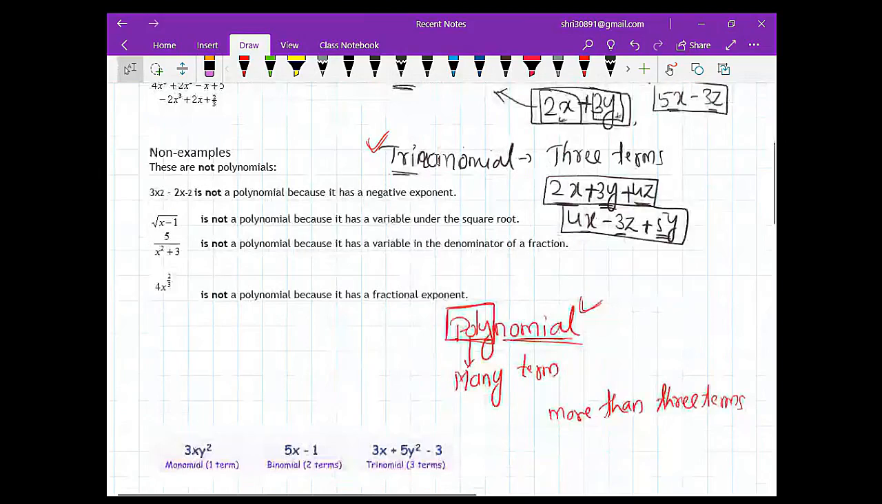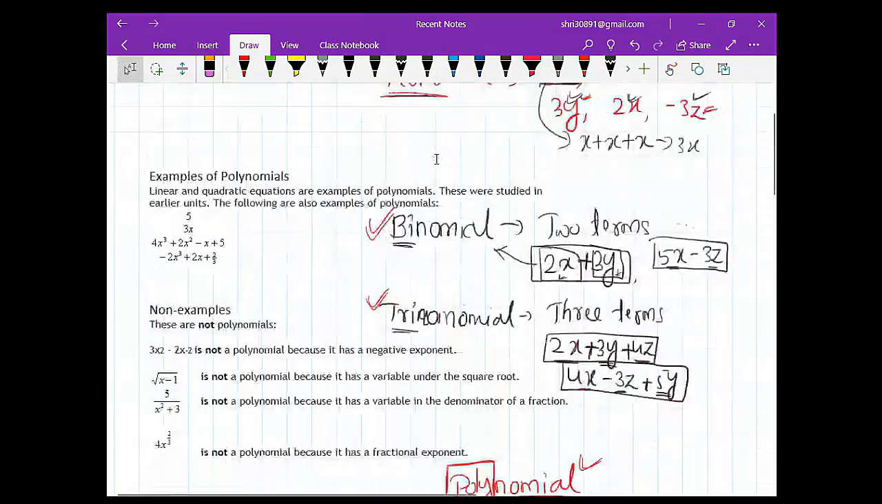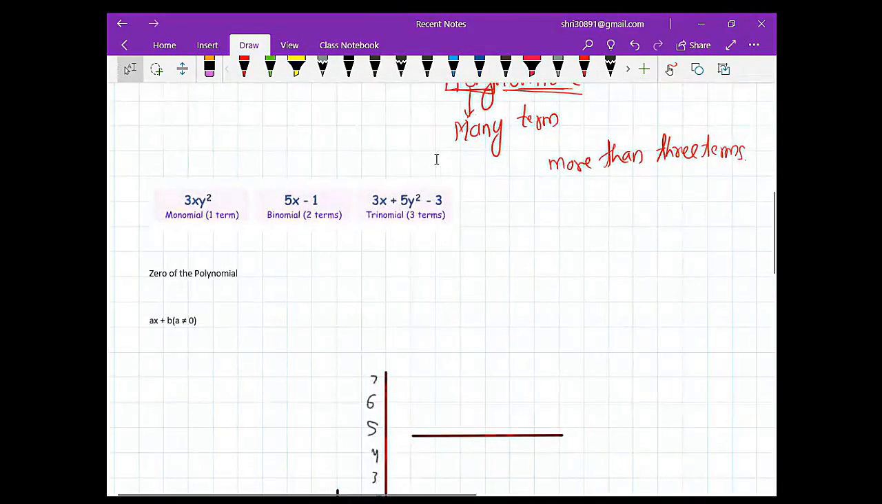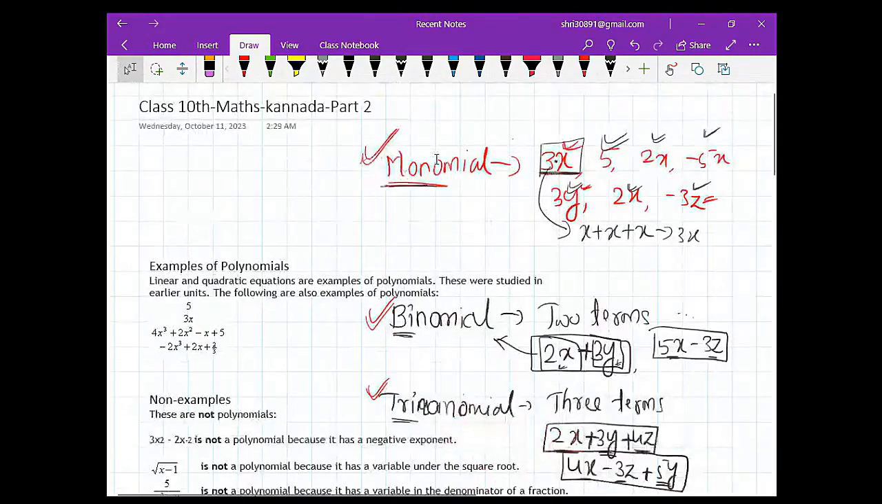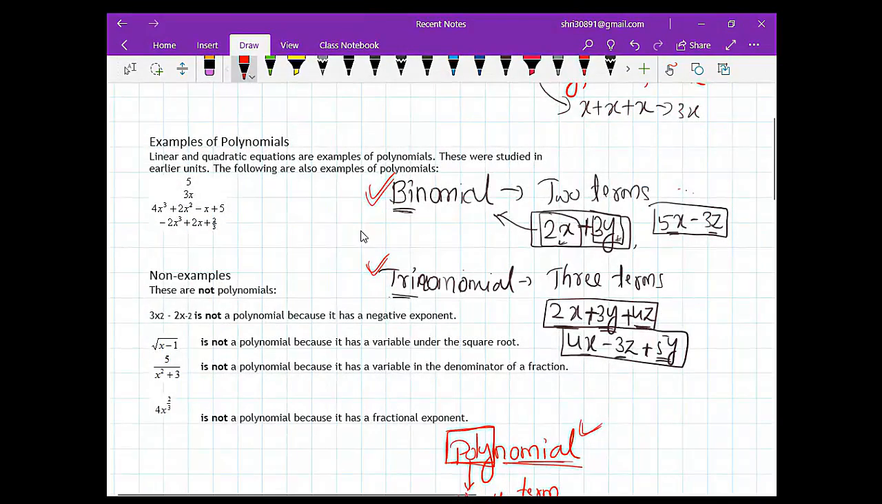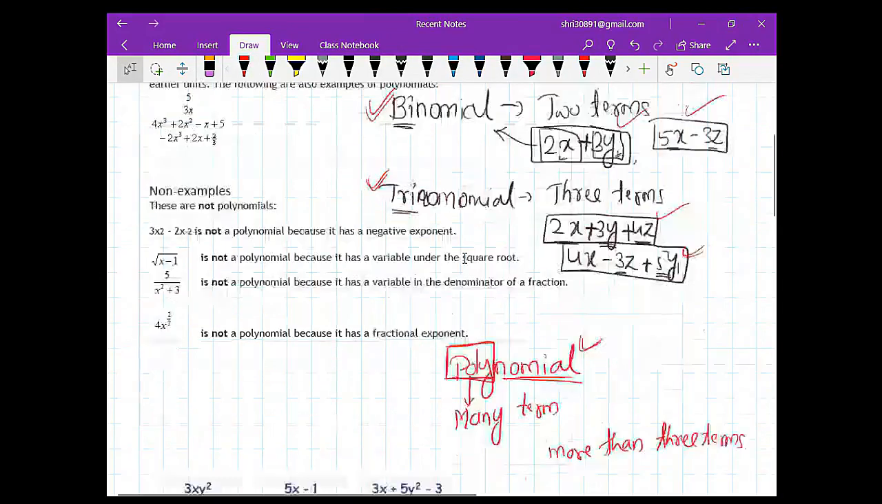Now one thing we need to know is which one is not a polynomial, or which one is not an expression. See, all these are expressions, as there is no equal sign. Here it is only 3x, here only 5, here only 2x, here only 5x, here 3y, 2x minus 3z, 2x plus 3y, 2x plus 3y plus 4z, and 4x minus 3z plus 5y. All these are expressions only, not equations.